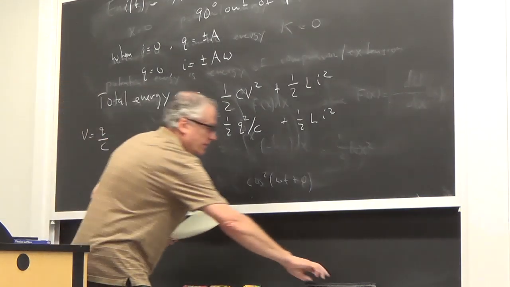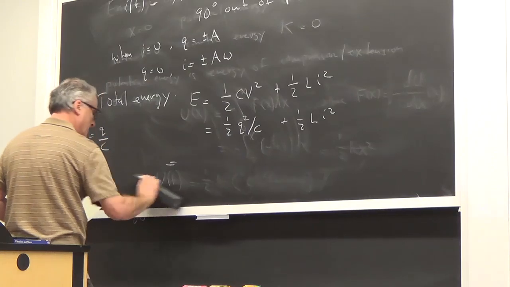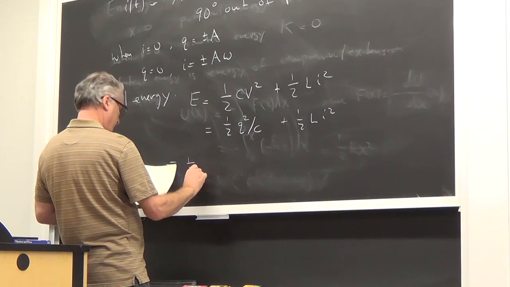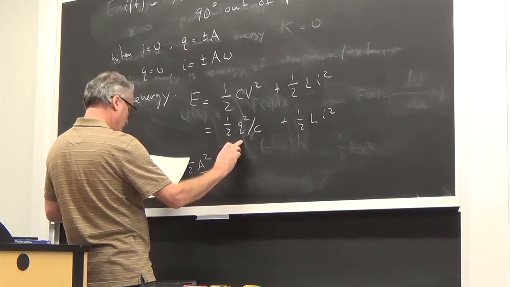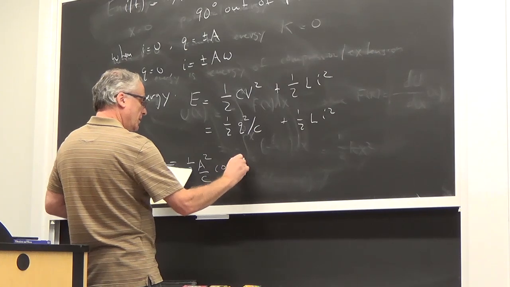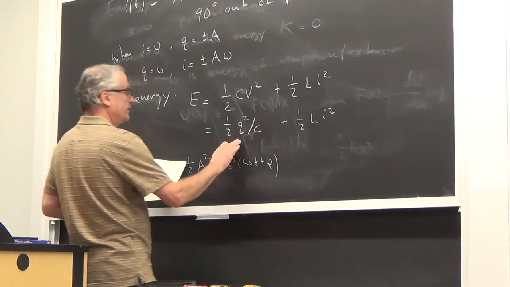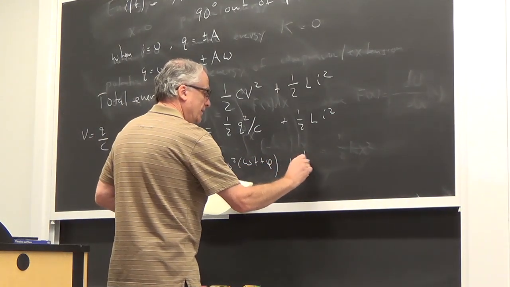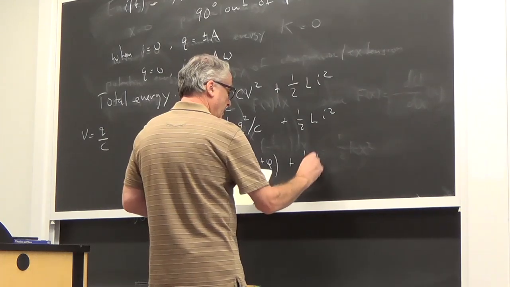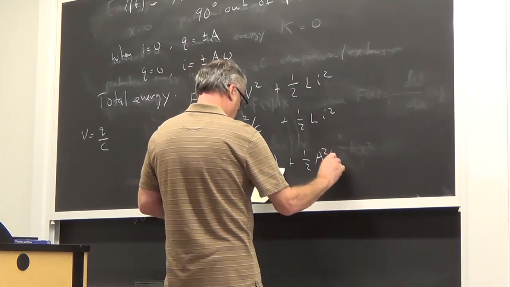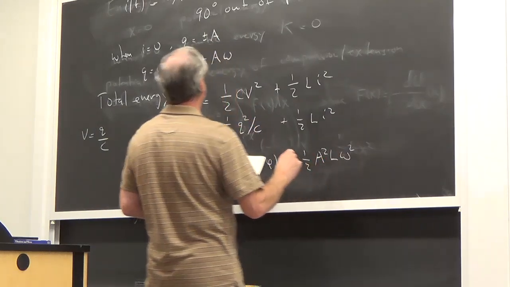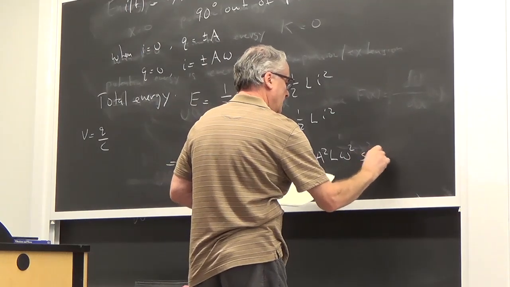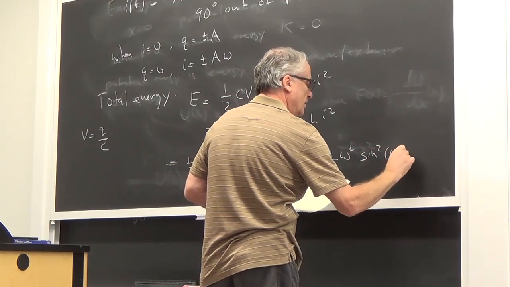Plug in what the expressions are for this as a function of time, and I get 1/2 A squared over C cosine squared of omega t plus phi, so that's this, and then for this, 1/2 A squared again, L omega squared. A squared omega squared times sine squared of omega t plus phi.